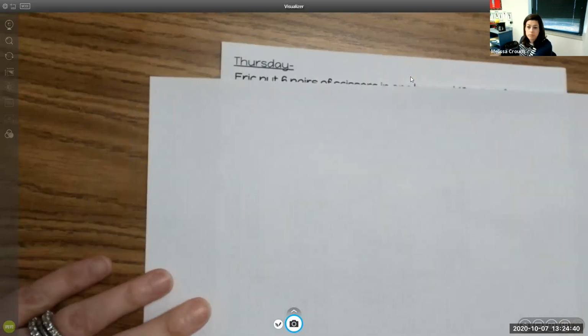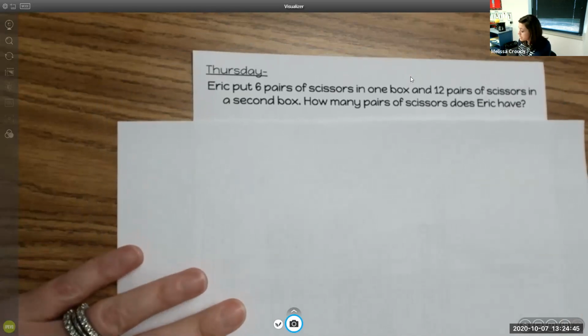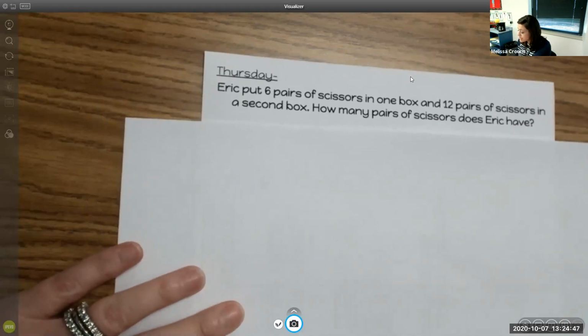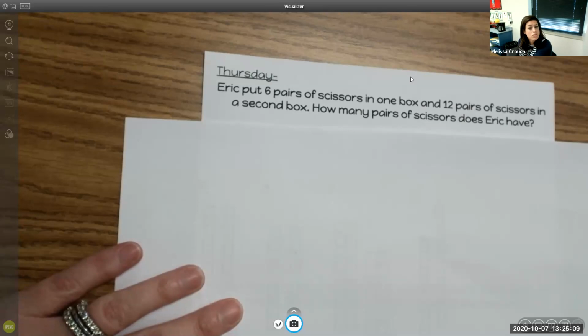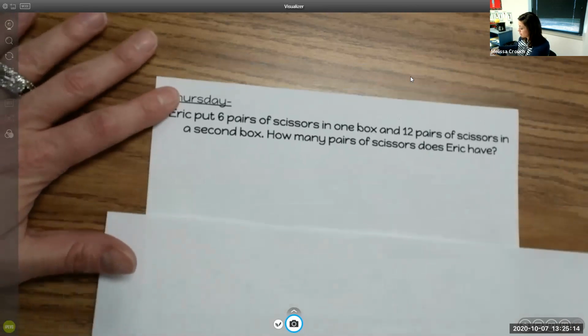So, number one, just going to start by just reading my problem. And it says, Eric put 6 pairs of scissors in one box and 12 pairs of scissors in a second box. How many pairs of scissors does Eric have? Okay, so let's draw what we see. Eric put 6 pairs of scissors in one box. All right, so I'm going to go ahead and I'm going to draw that.